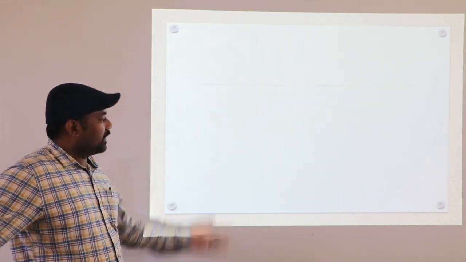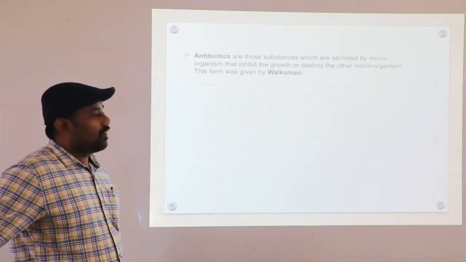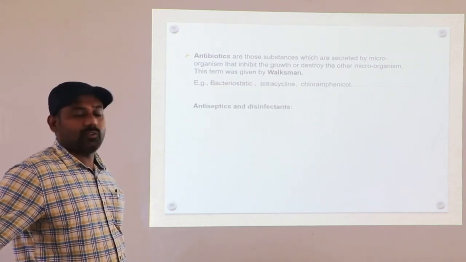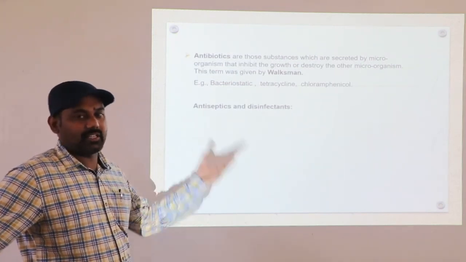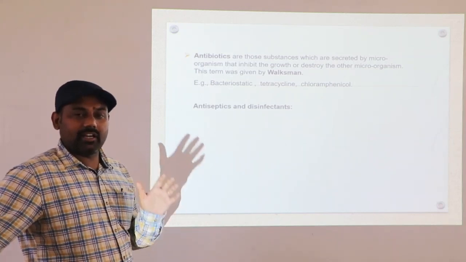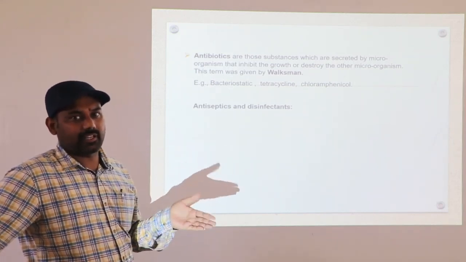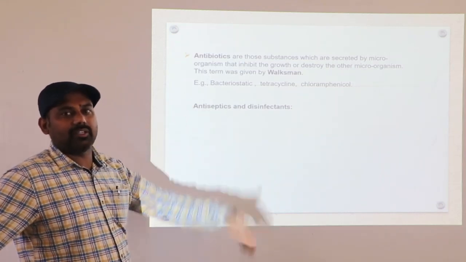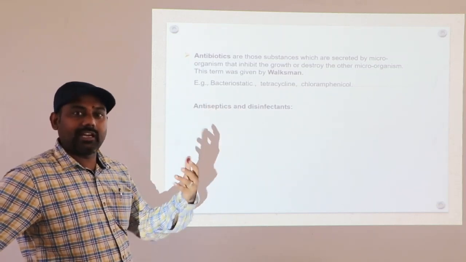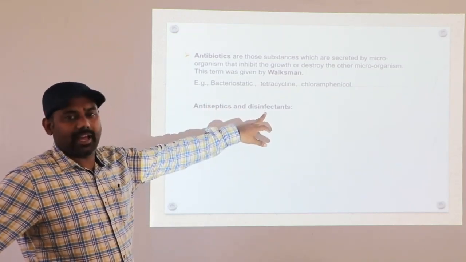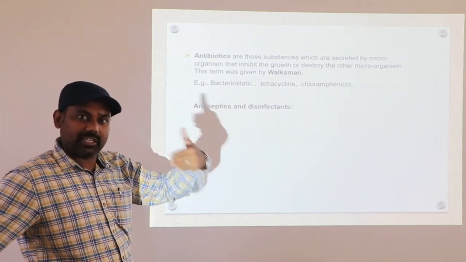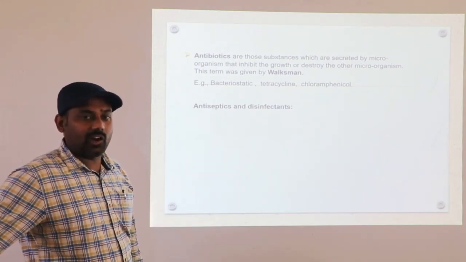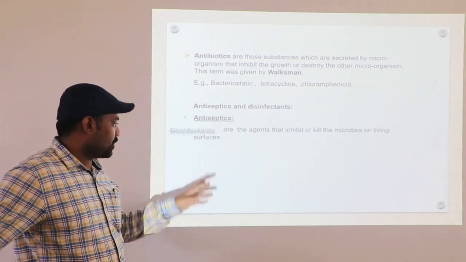Clear? So in the next slide, what are antibiotics? As you know, examples of antibiotics, then what is meant by antiseptics and disinfectants, then what is the main difference between antiseptic and disinfectant? As you know, an antiseptic is an agent which can kill or inhibit the microbes present on the surface of living tissue, and a disinfectant has the same action, but it is going to kill the microbes present on inanimate or non-living surfaces. Clear?